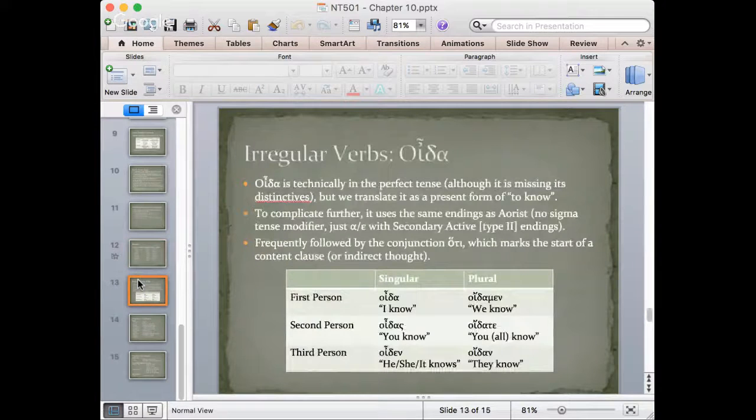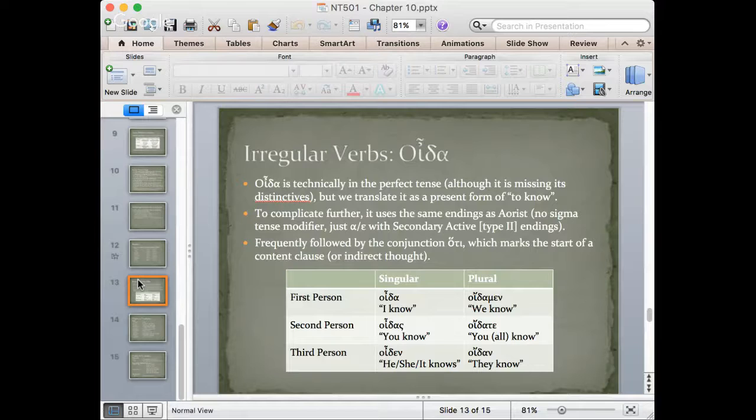So we're going to move on to another verb that's irregular. It's oida. Oida is technically in the perfect tense. We haven't learned the perfect yet. We'll learn it later, but Long is introducing it now. Oida is like eimi in that you have to memorize it separately. This is not something you're going to be able to discern normally. But if you look, the ending should look pretty familiar, right? Those endings for oida look like an aorist ending with no sigma, or very close to it at least.